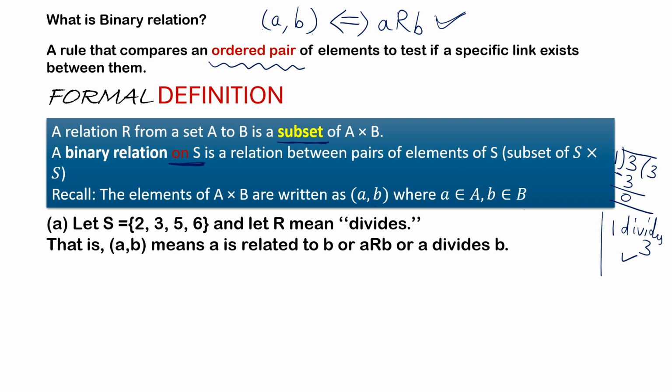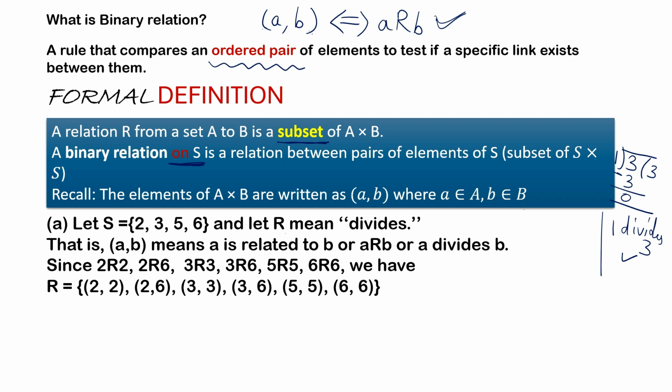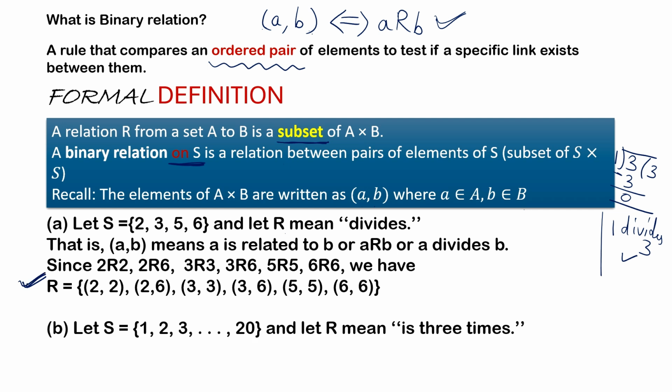Now think about it. Can I say 2 divides 3? No, not with a 0 remainder. So 2 is not related to 3. Can I say 2 divides 5? No. Can I say 2 divides 6? Yes, I can. So what do we have here? 2 comma 6 is a binary relation in this set S under the rule R, that is divides. So these are all possible pairs that can belong to the relation, and this is how you write down the binary relation on set S with the rule divides.